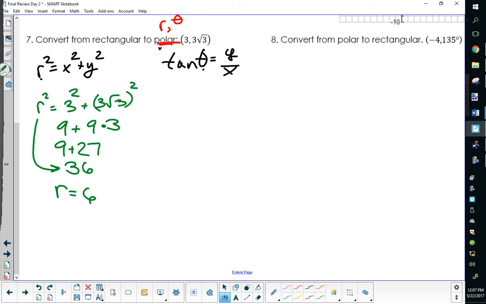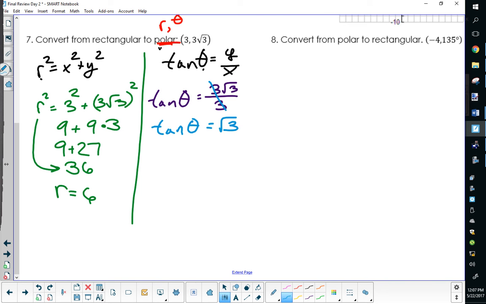Then we're doing tangent of theta equals y over x. So to find theta, we're doing tangent of theta equals y over x. So Christina, what can I do with that? Cancel the 3. So tangent of theta equals radical 3. What am I going to do with that then?